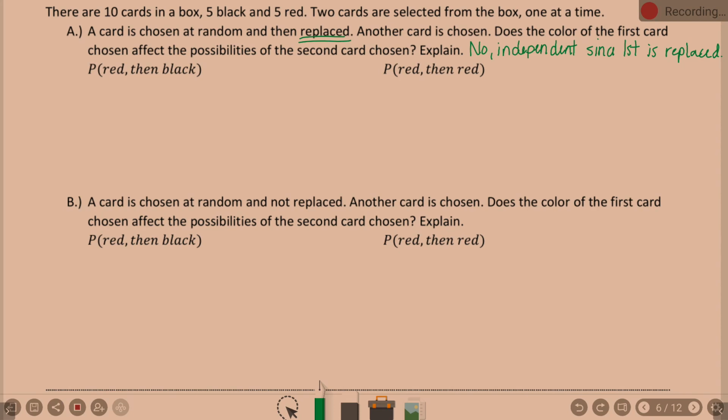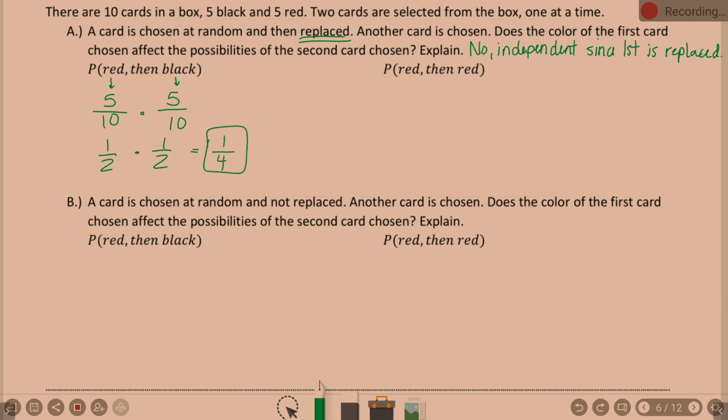Probability of a red. She says 5/10. 5 red cards out of total cards. Then, probability of black. 5/10 because that red card we just drew got replaced. Yes, it went back in. What do you know about 5/10? And 1/2 times 1/2 is 1/4.